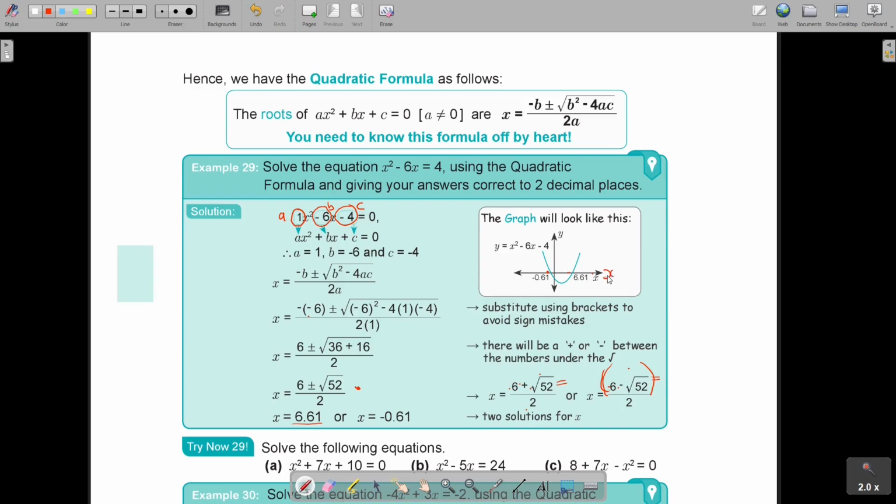Where it cuts the x-axis, you always make y 0. Where it cuts the y-axis, you make x 0. So in the place of y, you put that 0, because you want to see where it cuts the x-axis. And then you end up with that, you solve, and you get your 2 positions. They also call these the roots of the equation, where it cuts the x-axis, or the solutions of the equation.